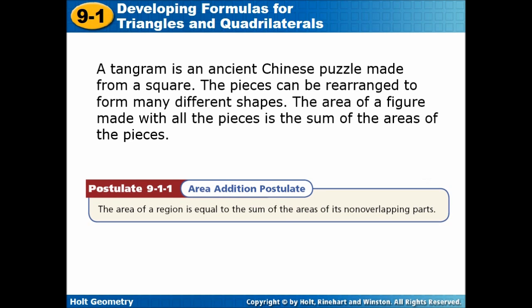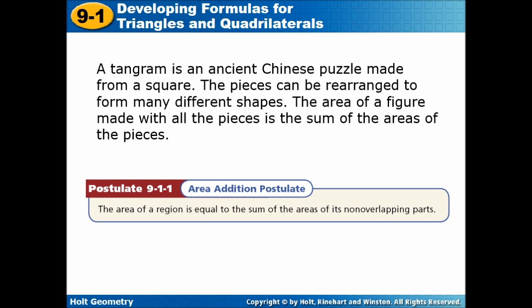But right now we're going to travel back to ancient China, and we are going to look at something called a tangram. A tangram is an ancient Chinese puzzle made from a square. The pieces can be rearranged to form many different shapes. The area of a figure made with all the pieces is the sum of the areas of the pieces. And this puzzle was indeed used by ancient classical scholars in the Chinese Empire to assist them in preparing themselves for the many administrative tasks that they had that were important to that empire.